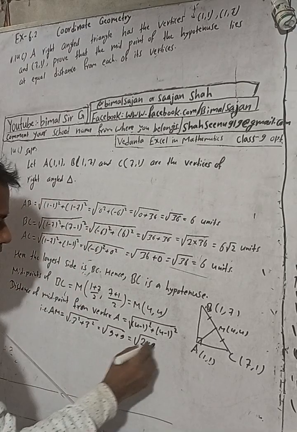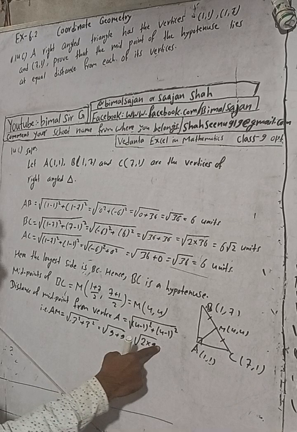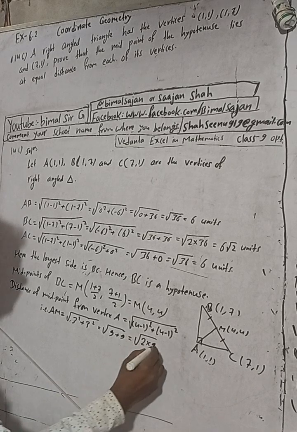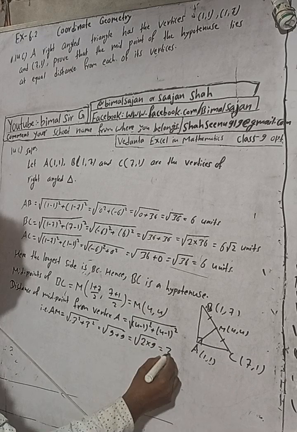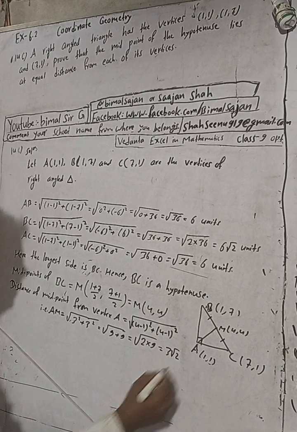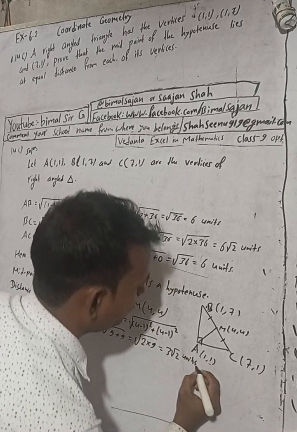Now here 2 into 9, which means 18. So this is a square of 9, which we can write as 3 outside, since 9 means 3 square, into 2. This is 3 outside and root 2 here. This much units.